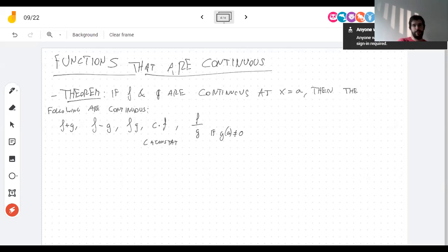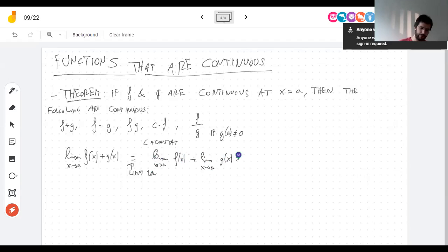So why is this true? This is true because of the limit laws. You would go, what is the limit of f of x plus g of x? You would use the limit law, it would tell you that this is the sum of the limits. And now since they're both continuous, I know this is the definition of being continuous. I can find the limit by plugging in, and this is the same thing as f plus g evaluated at a. So we're done. And the same goes for all of them. So basically this is just restating the limit laws in a different way.